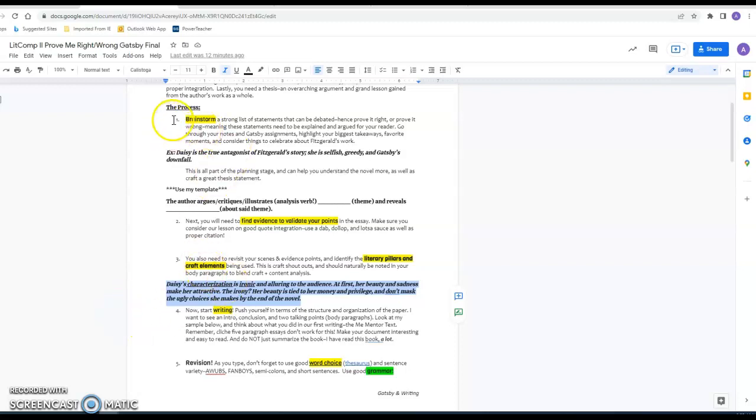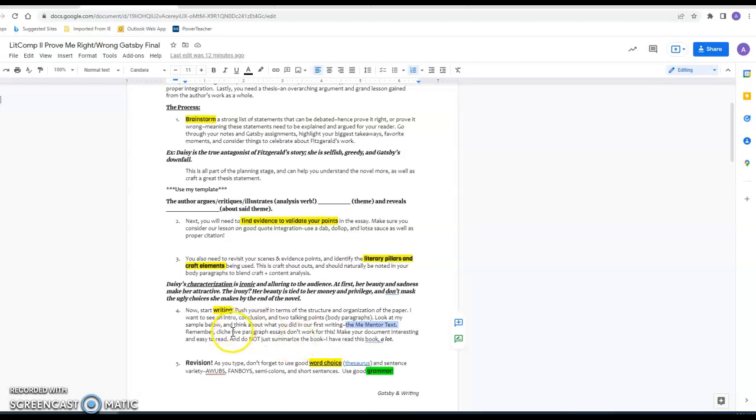So you've done all these steps, which are all planning and idea making, and now you're going to start writing the paper. You do need to push yourself in terms of structure and organization. I do want to see an intro, a conclusion, and then 2 talking points. Now, I'm not necessarily looking for 4 paragraphs directly. Some kids will break up those body paragraphs. Some kids will break up the intro and conclusion a little bit. I want you to think a little bit about the Me Mentor text and how that was a little bit more playful in terms of organization.